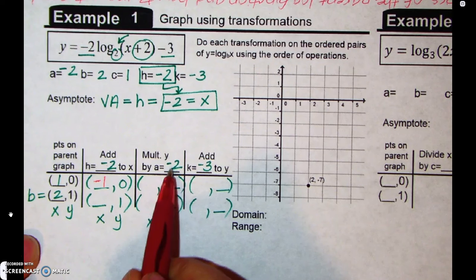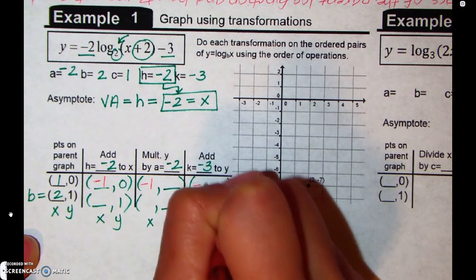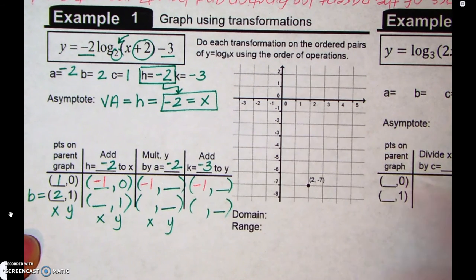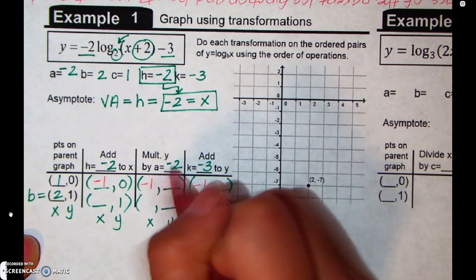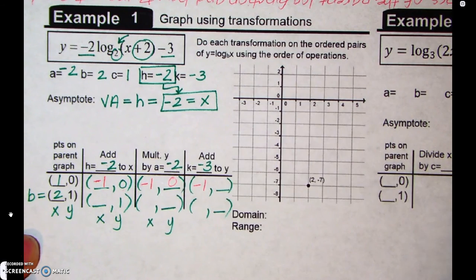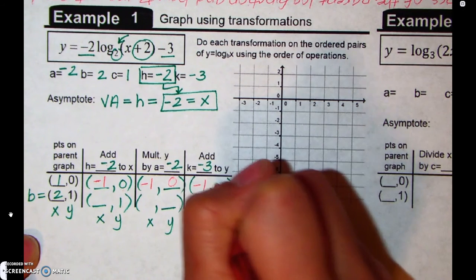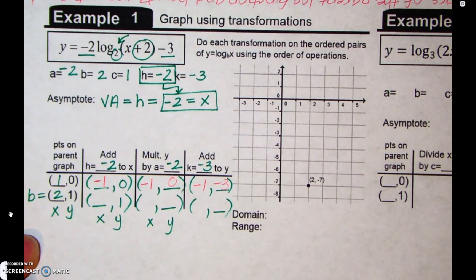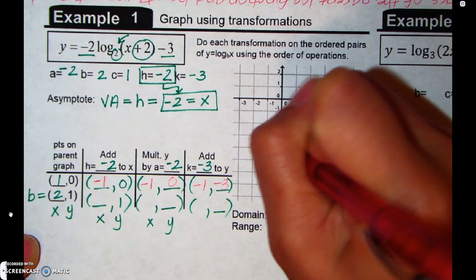If I add -2 to 0, so this is going to stay -1, -1 for the remainder. If I add -2 to 0, so if I multiply 0 times a -2, I'm still going to get 0. And then if I add -3 to 0, I'm going to get -3. So that is our first ordered pair, -1, -3.